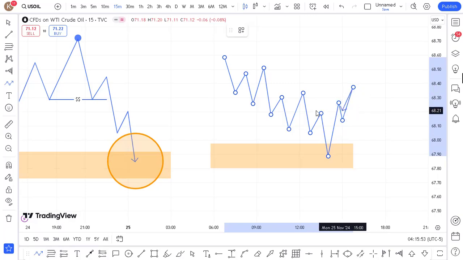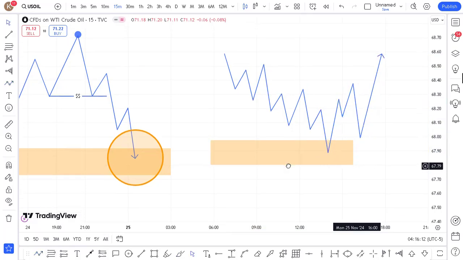But that's something for another day. I'm showing you the entry model type 1. So a break of structure there, inducement being created here. Remember, when this level is a high time frame of interest, let the market come down. When it comes down here, you'll always have a demand zone there, and you look for a continuation to the upside.